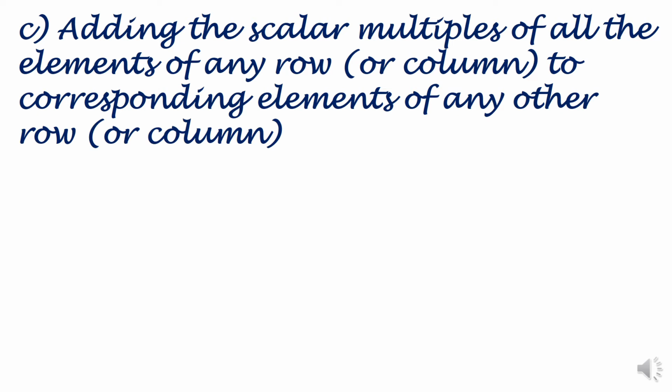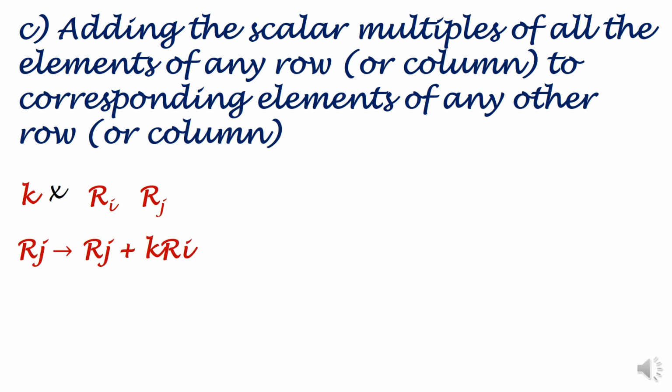The third operation of transformation, adding the scalar multiples of all the elements of any row or column to the corresponding elements of any other row or column. Now what is the meaning of this? Suppose k is a scalar. We multiply k with any row of the matrix, say Ri, and add this product to any other row of the matrix, say Rj. We denote this as Rj changes to Rj plus kRi. Remember, Ri does not change over here. Only Rj changes because of this step.